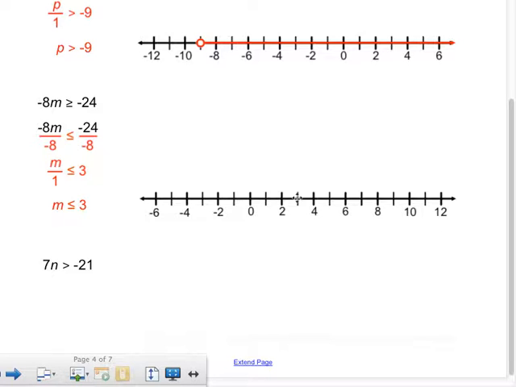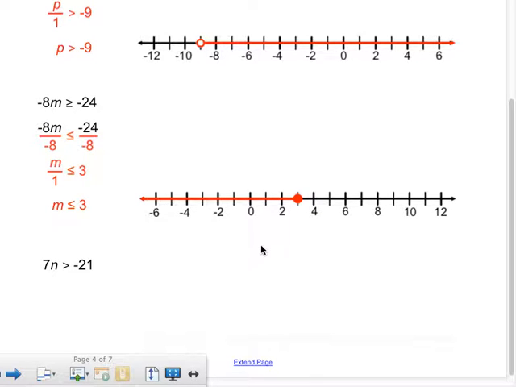So on the right-hand side, can you pick a number right of 3? 4. Okay, so you're saying 4. If I put 4 in here, is that true? Is 4 less than or equal to 3? No. Okay, so since that's false, I know I'm not going to shade this way. Understand? I have to shade the left way. Does that make sense? Do you guys see how we test it?